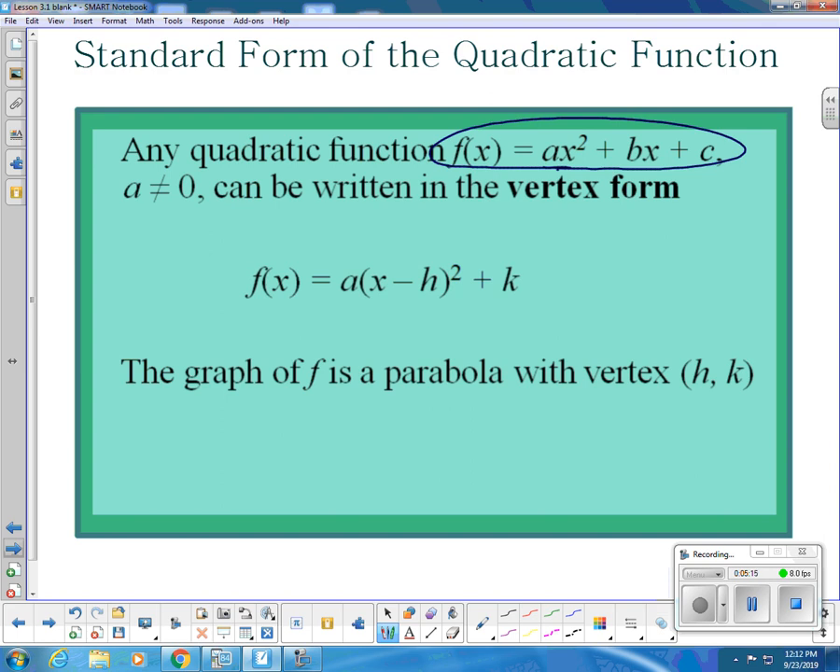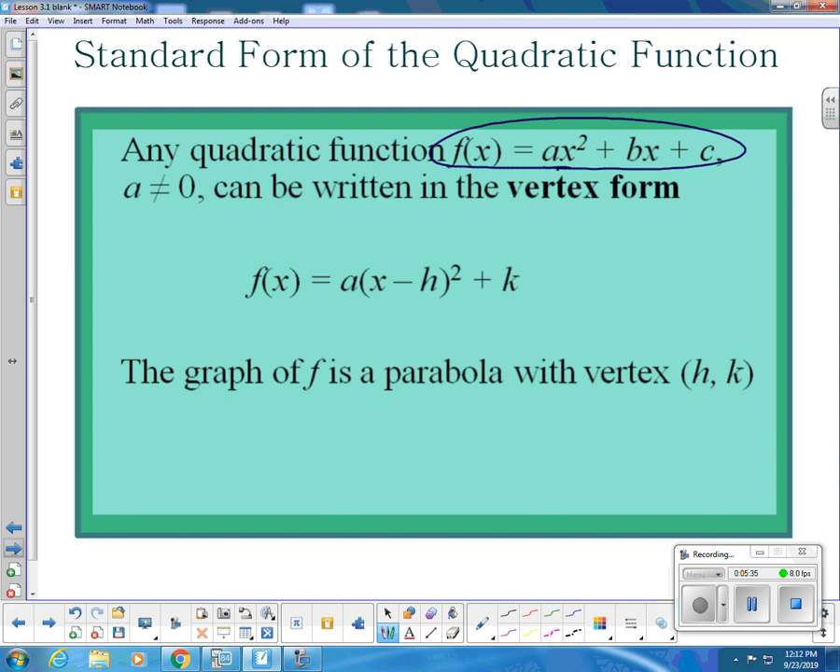Okay? When you have what they call standard form, which we've always called vertex form, but in this book it's called standard form, in this form you can tell the vertex. The vertex is (h, k). So it's always the opposite when you put it in the parentheses. You are subtracting it in there.